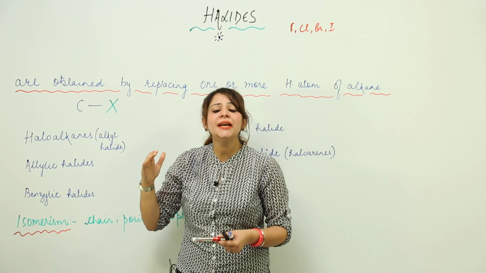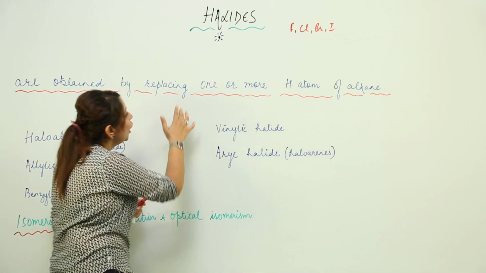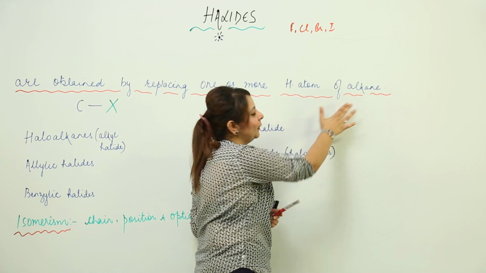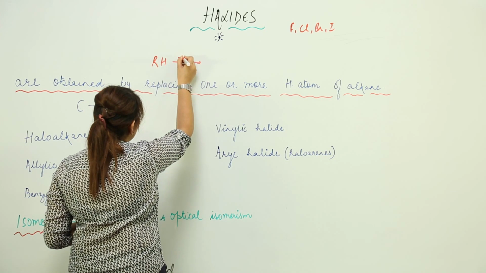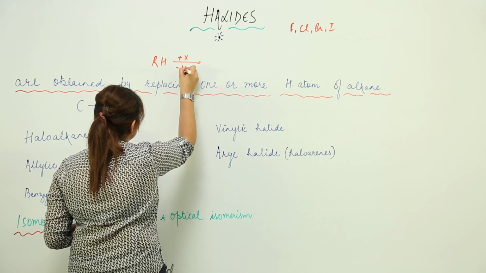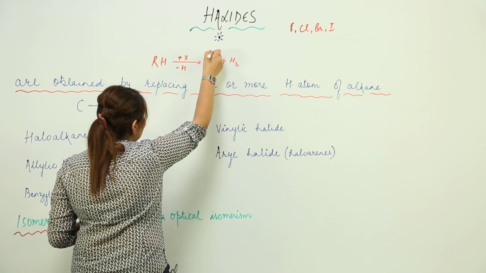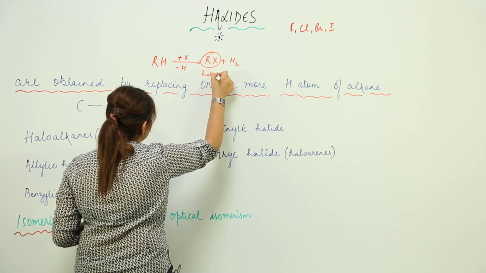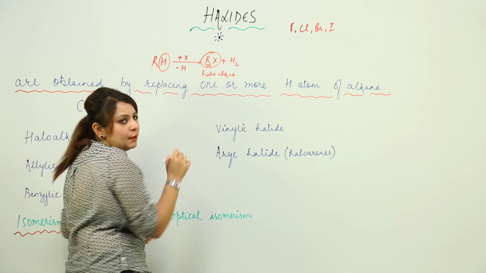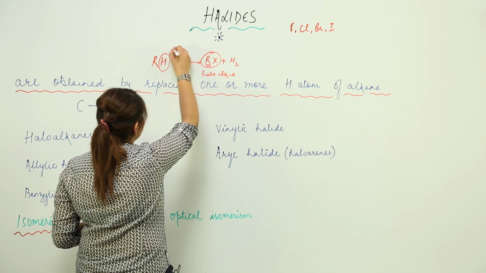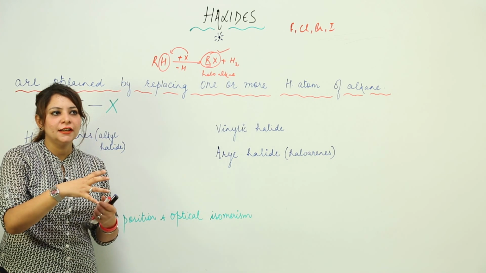So how are haloalkanes obtained? They are obtained by replacing one or more hydrogen atoms of an alkane. Suppose I have an alkane, and I add a halogen and replace a hydrogen. What I get is RX plus H2. This RX is called a haloalkane. That means we have replaced at least one hydrogen of the alkane with the halogen and we get the haloalkane, or you can say the halide compound.